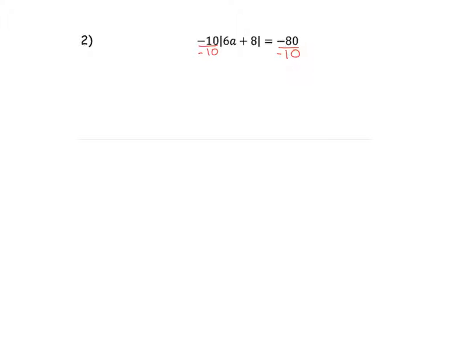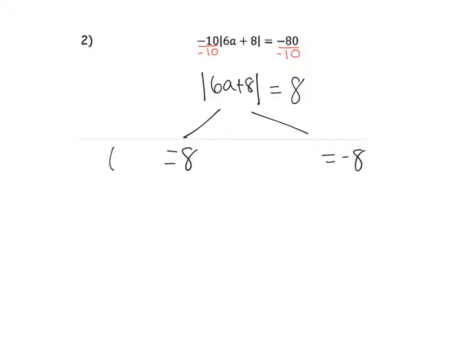Okay, here we go. 6a plus 8 equals, what is it, negative 80 divided by negative 10? 8. Okay, I can solve it. Thank goodness it's not a negative 8. Make your two equations. What two numbers are 8 away from 0? Good job.